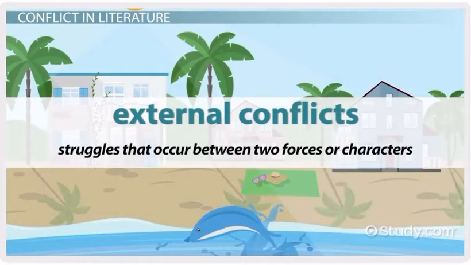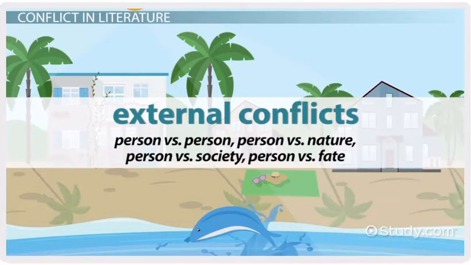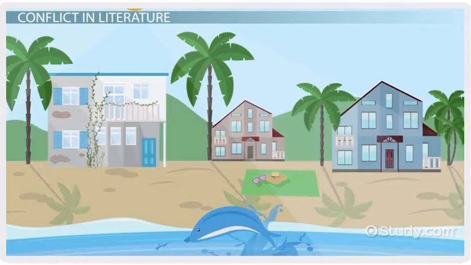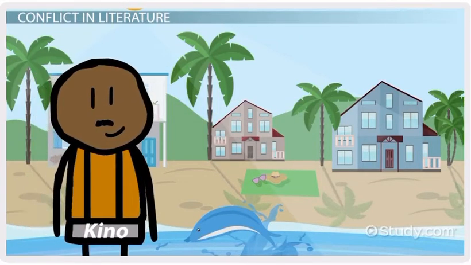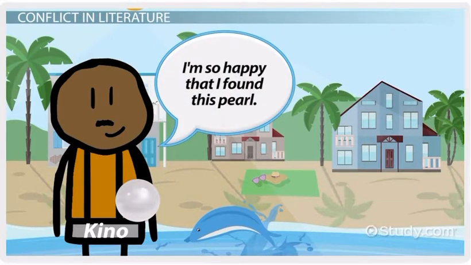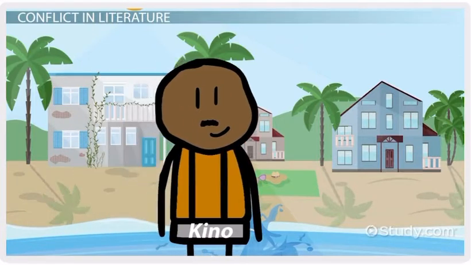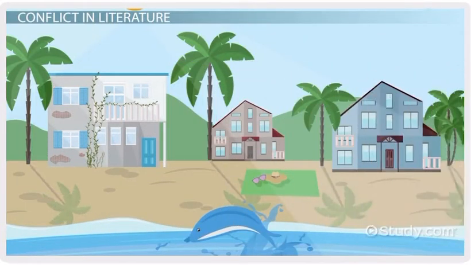External conflicts are struggles that occur between two forces or characters. The most common types are person versus nature, person versus society, and person versus fate. Internal conflicts involve a struggle within a character, usually the protagonist. This struggle can be based in a difficult decision or a clash of emotions. In literature, external conflicts often cause internal ones. This lesson takes a look at some examples of external and internal conflicts in The Pearl.